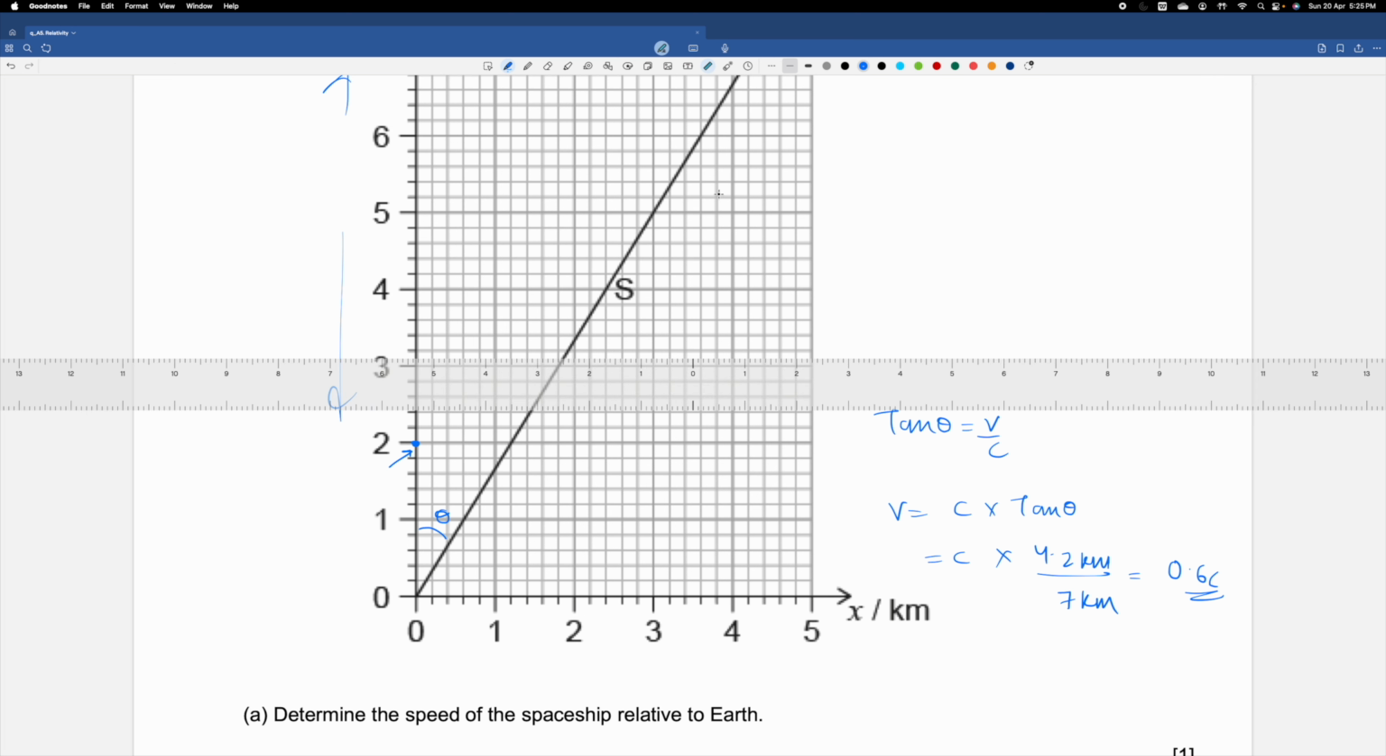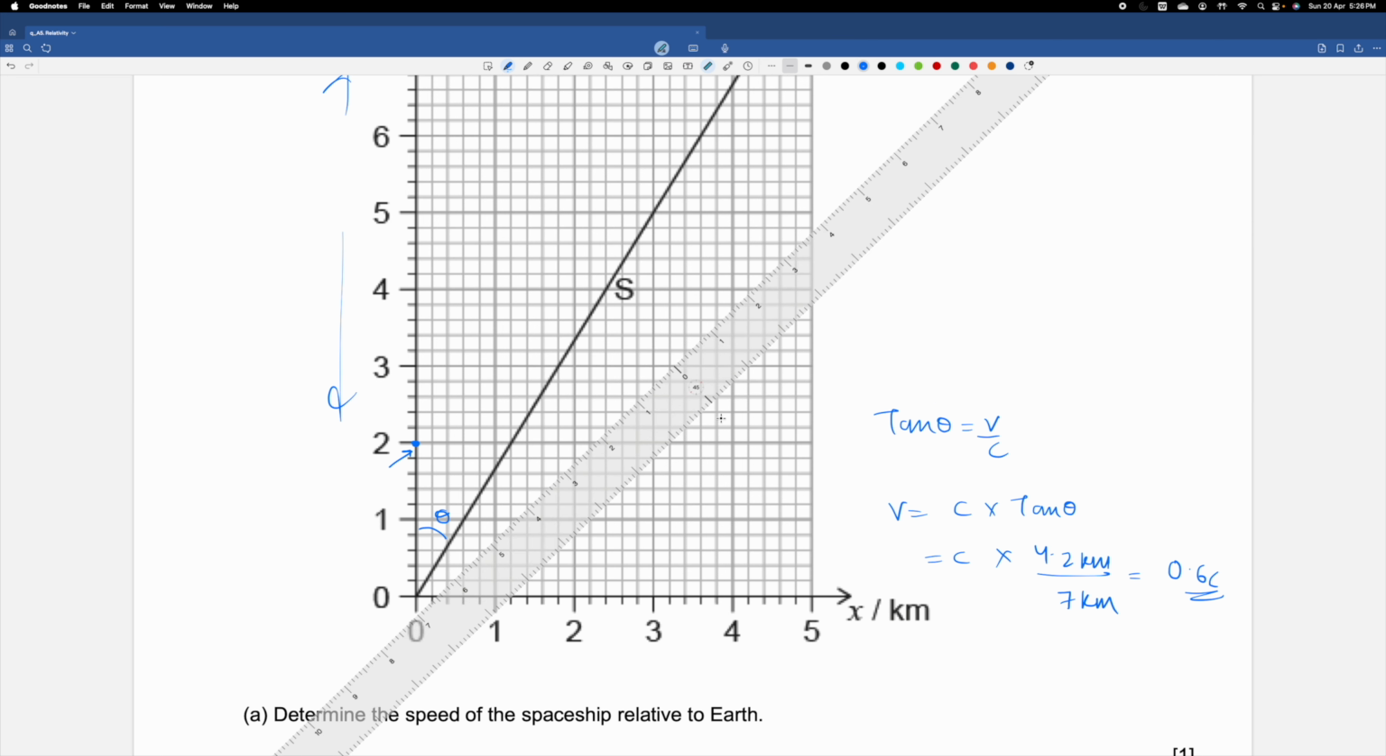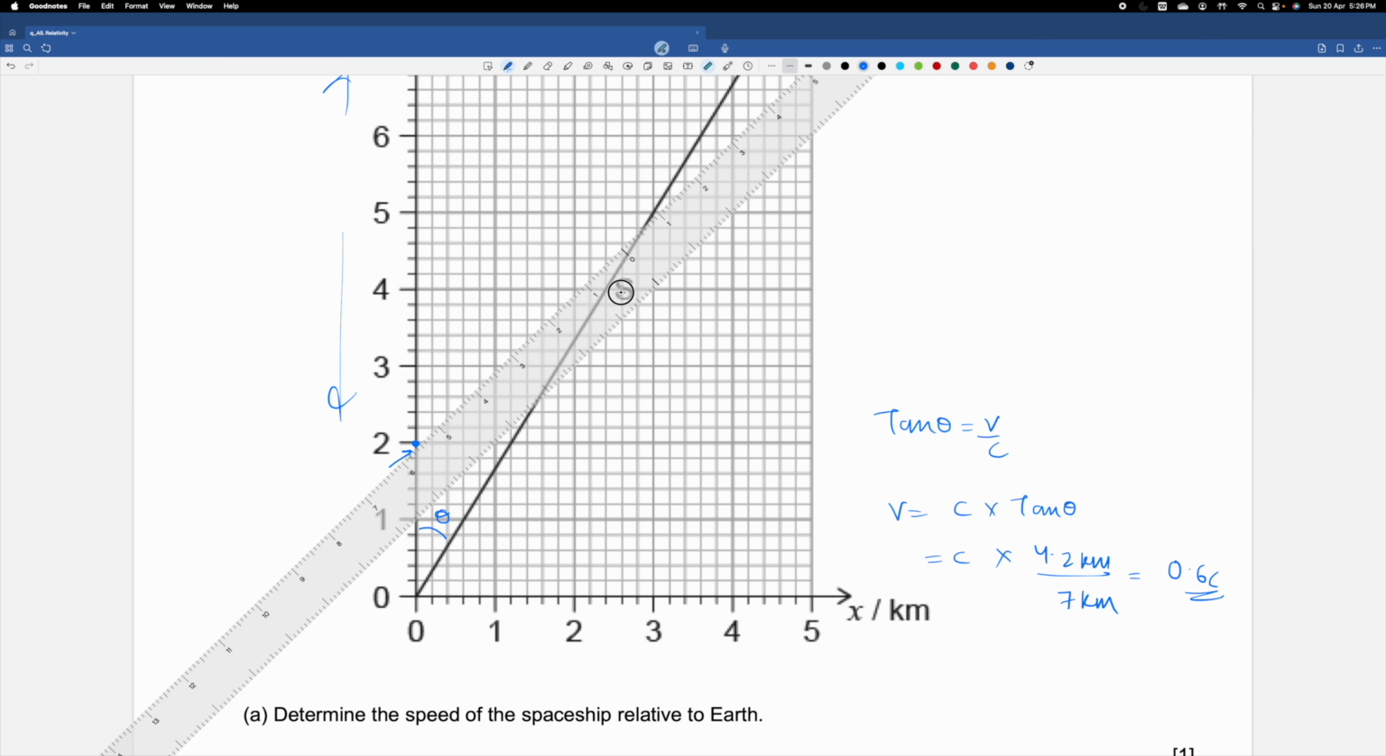So I'm going to take a ruler here, set the angle to 45 degrees, and from ct equals 2 kilometers, I'm going to draw a world line at an angle of 45 degrees, which is going to be the world line of a photon. As you can see, the world line intersects the spacecraft at this point. That's the point where the photon reaches. So this is the point where the photon left the Earth, and this is the point where the photon reaches the spacecraft.